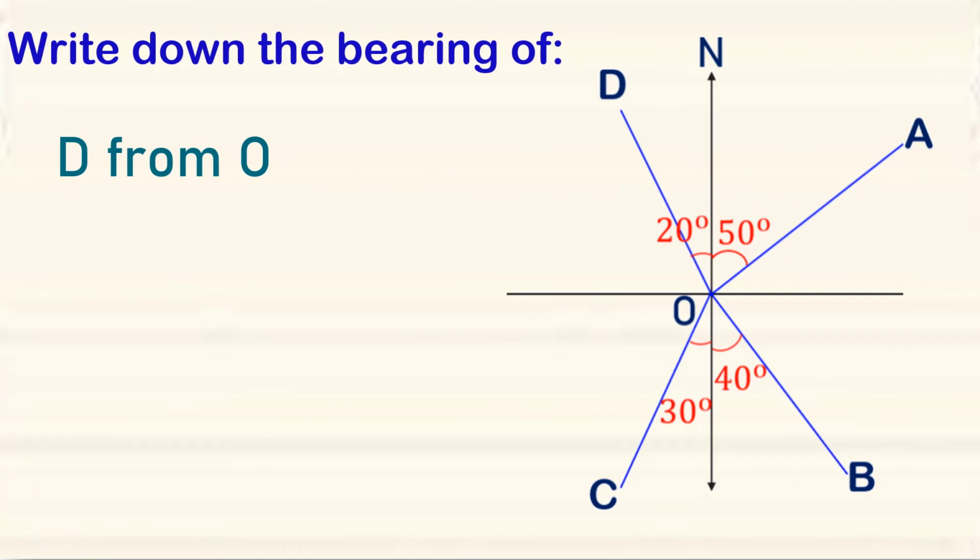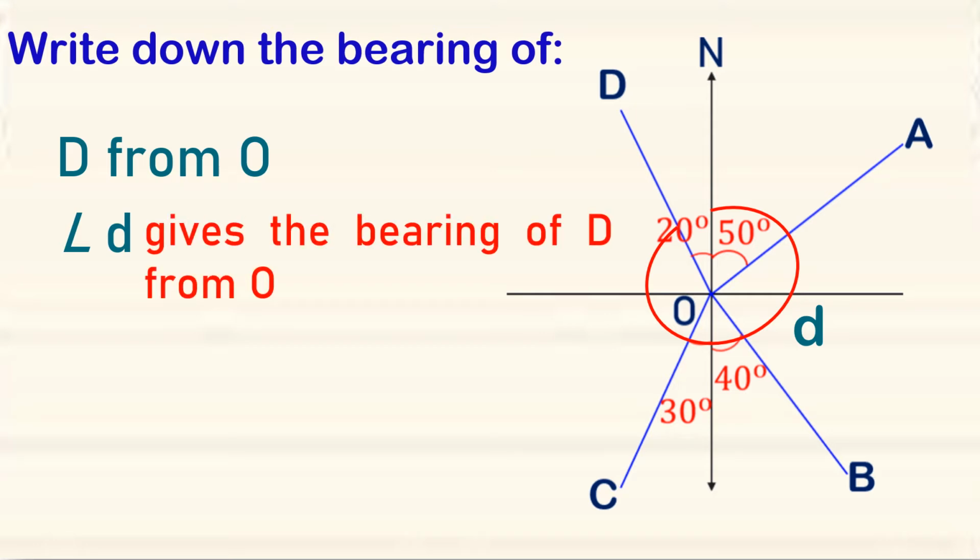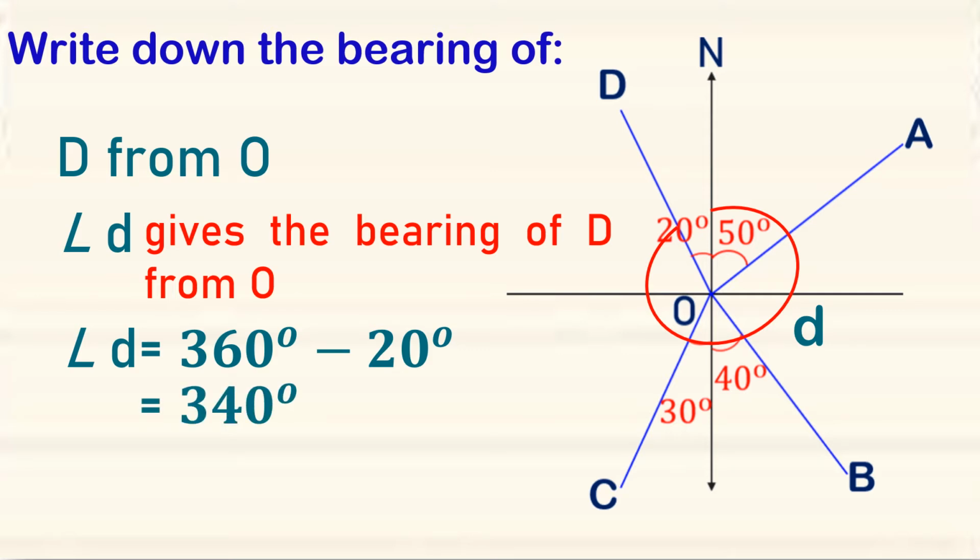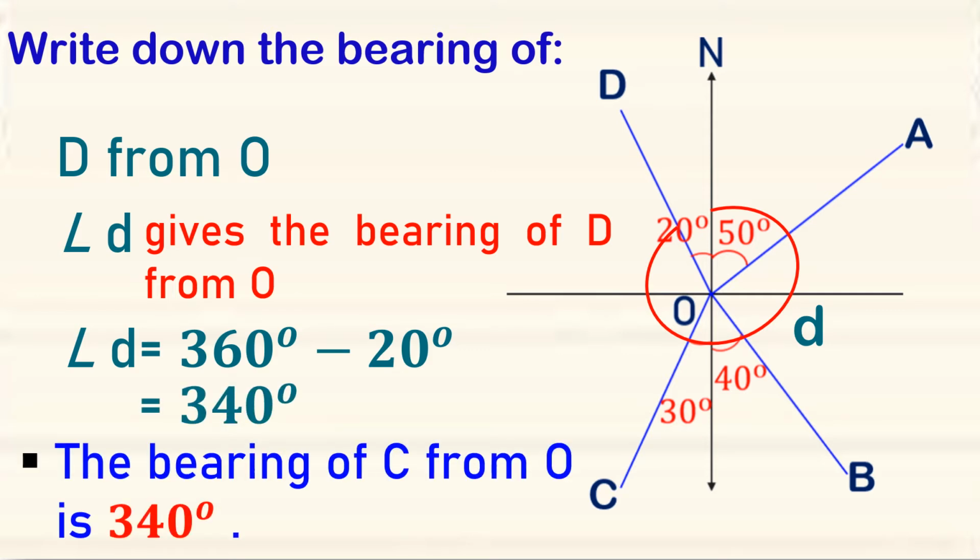Now let us have the last one for this diagram. Let us determine the bearing of D from O. From the north going to side OD, we have this angle, angle D. So angle D gives the bearing of D from O. And how do we get angle D? We already surpassed 1, 2, 3 quadrants. And then we have the remaining angle, which is 20 degrees. So what do we need to do? We need to subtract it from 360 degrees. So angle D is equal to 360 degrees minus 20. It is equal to 340. So therefore, the bearing of D from O is 340 degrees.